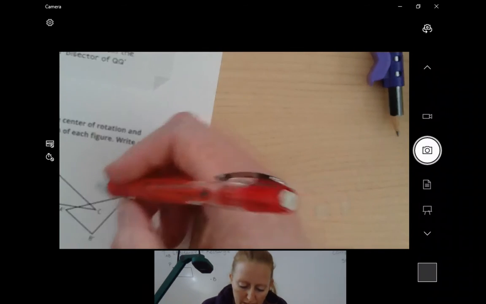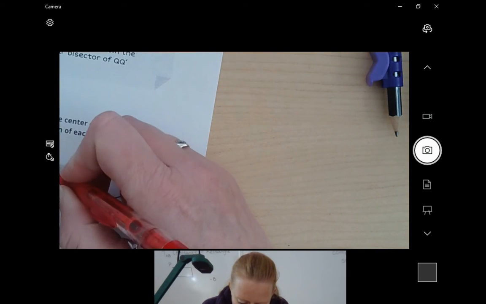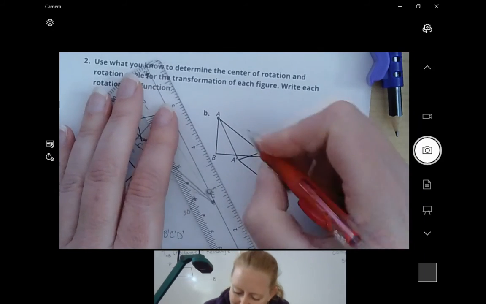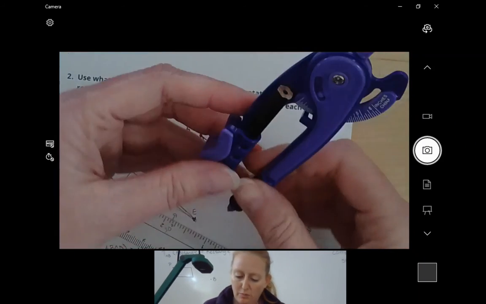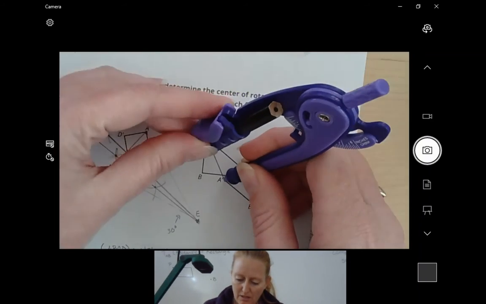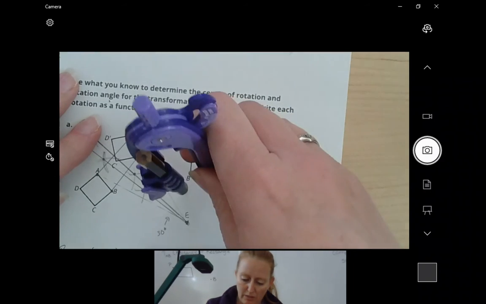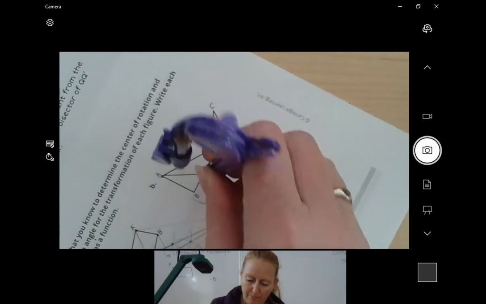Again, just because I'm boring, I'm going to connect A and A prime. So there's A. Oh, sorry, did I go off the screen? I did. There's A prime. I'm going to connect those guys up. I'm going to find the perpendicular bisector. May need to make sure I'm more than halfway. I am. Okay, good. Making sure. So I'm going to make a mark out here somewhere. A mark out here somewhere.